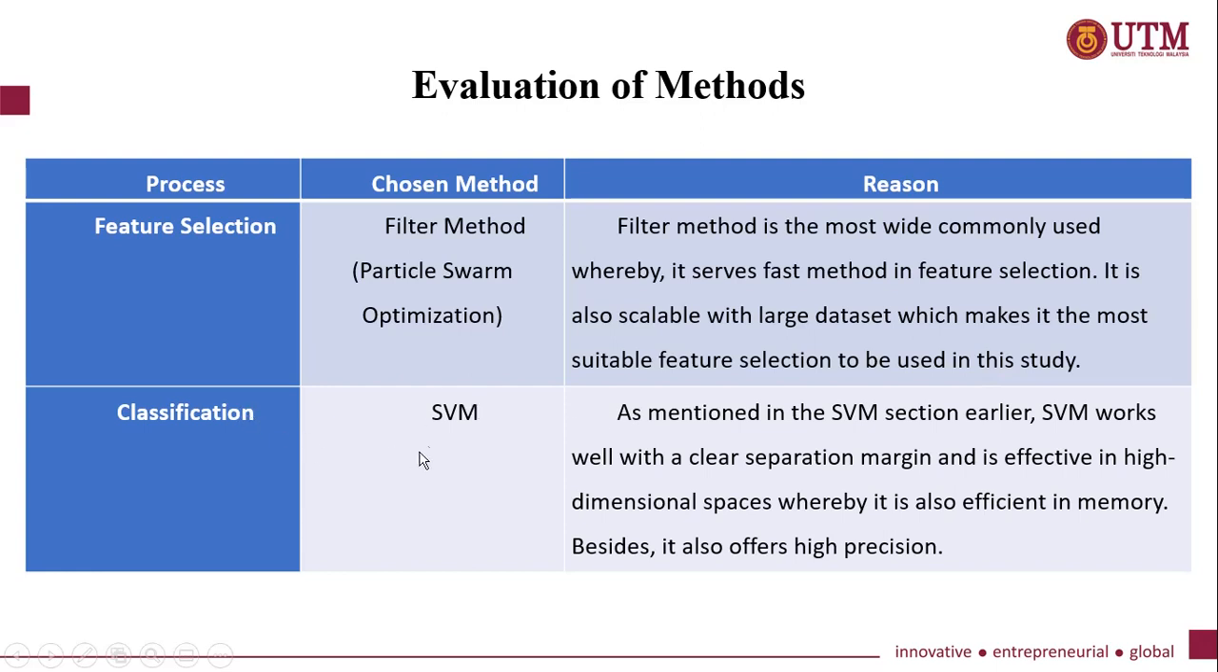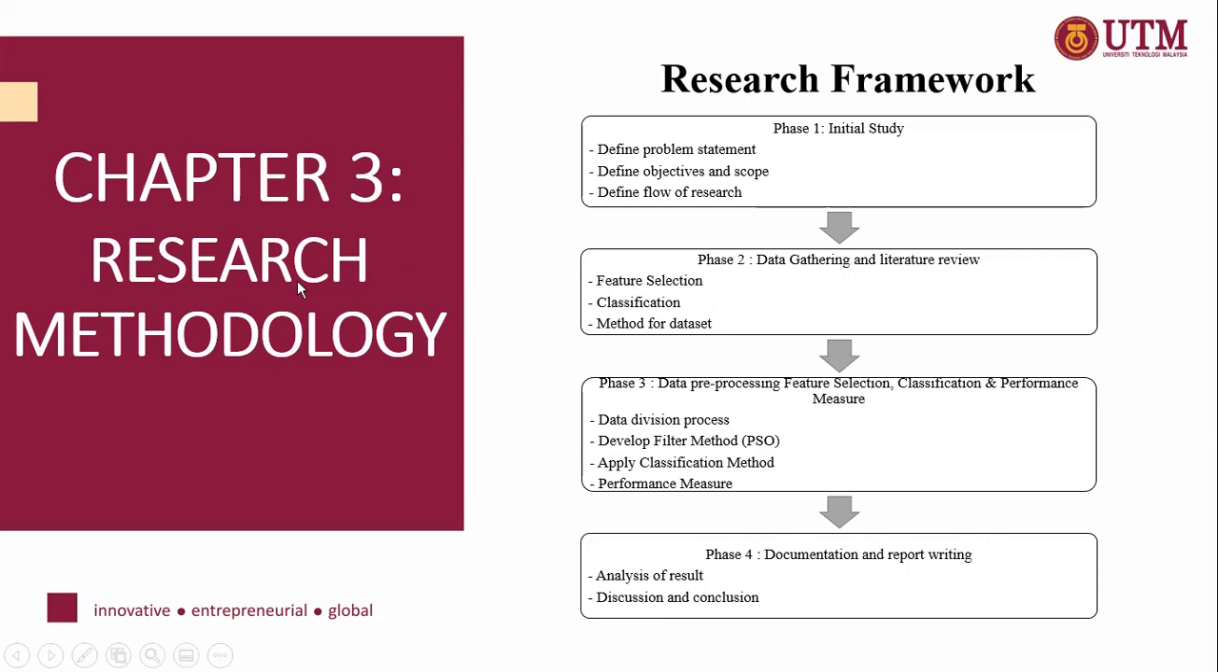As for the classification, we use SVM. As mentioned in the SVM section earlier in the thesis, SVM works well with a clear separation margin and is effective in high dimensional spaces, whereby it is also efficient in memory. Besides, it also offers high precision. Chapter 3, we have here research methodology. As for the research framework, I particularly made this framework which comprises phase 1, phase 2, phase 3 and phase 4.